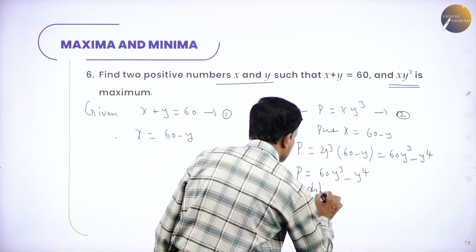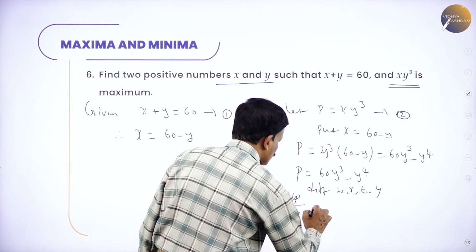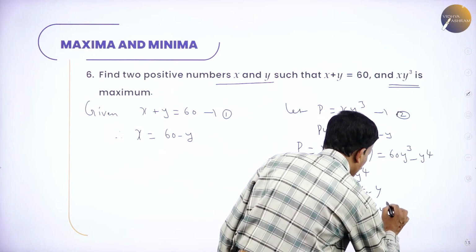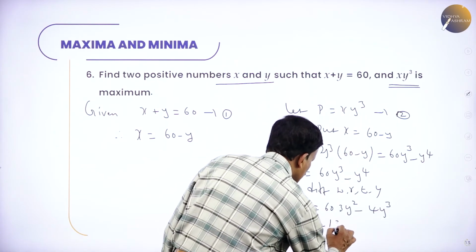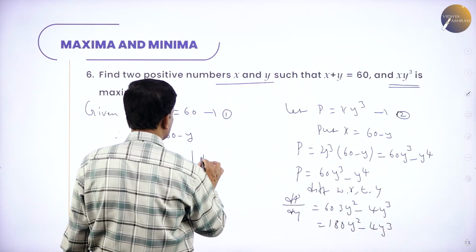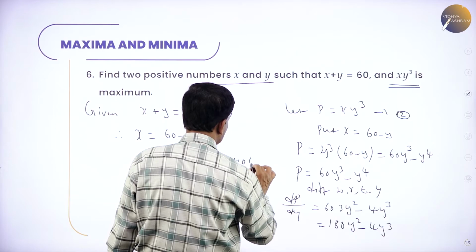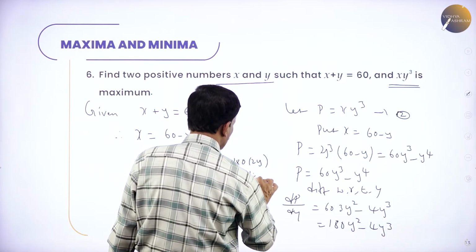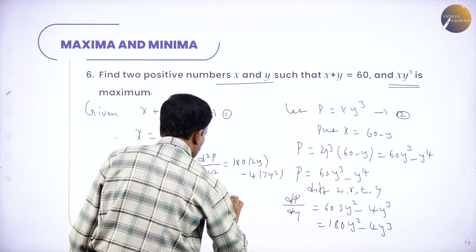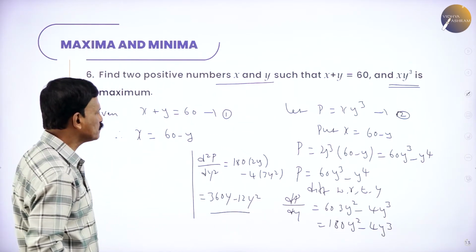Now differentiate this with respect to y. What you will get? dp by dy is equal to 60 into 3y square minus 4y cube. This is nothing but 6 threes are 18, 180 y square minus 4y cube. Differentiate this again. d square p by dy square is equal to 180 into 2y minus 4 into 3y square. This is equal to 360 y minus 12y square. This is the second derivative. Okay.